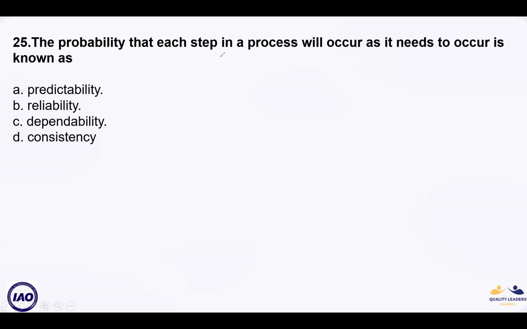It's asking what is probability. Probability that each step in a process will occur as it needs to occur is. Okay. So what do we call the chance that every step of a process performs correctly as intended is the question. Now we should know the definitions of these four, right? So what is predictability? It is knowing in advance what will happen about future. It's not probability, it's predictability. Okay. It's the ability to forecast what will happen based on patterns. It's about anticipating the outcomes. It's not measuring probability of execution, right? So this is not the right answer.